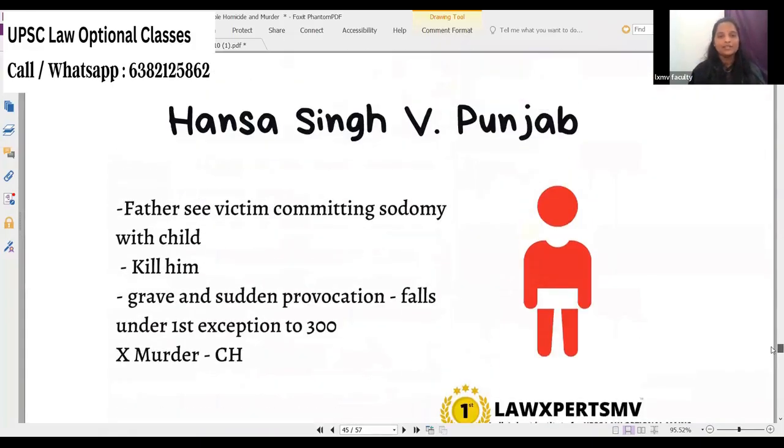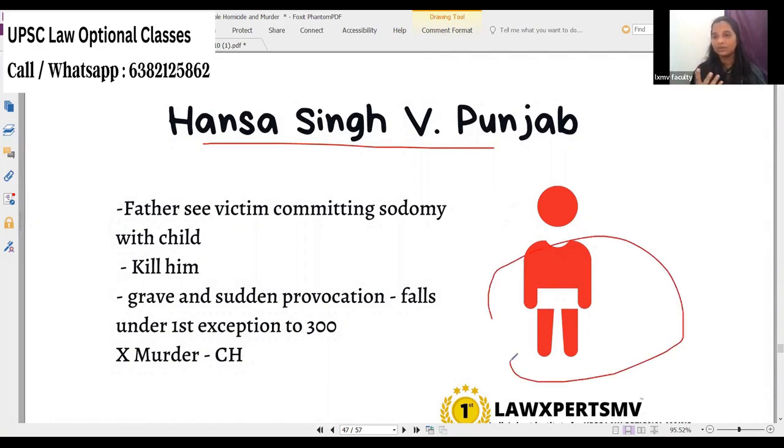Okay. So next we have another case, Hansa Singh versus Punjab. What happened? The father saw the victim committing sodomy on the child. Committing sodomy, how heinous is that? Immediately he was provoked and killed the victim.